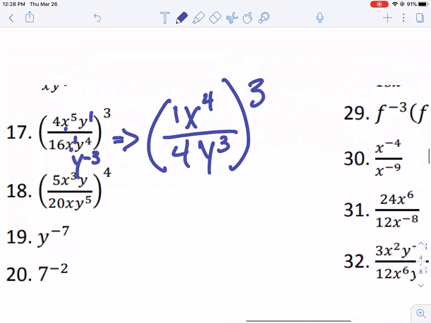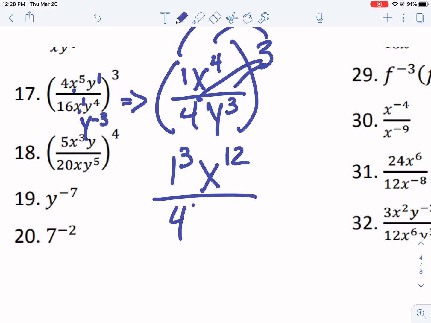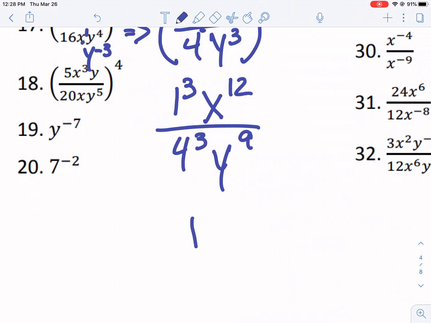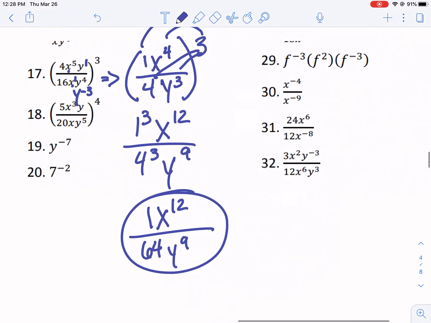Well, looking at this, now this is a lot easier to distribute to. So if I do that, I get 1 to the 3rd, x to the 12th, so we're multiplying, 4 to the 3rd, y to the 9th. Well, 1 to the 3rd is 1, x to the 12th, 64, y to the 9th. That would be the simplified answer, all right?